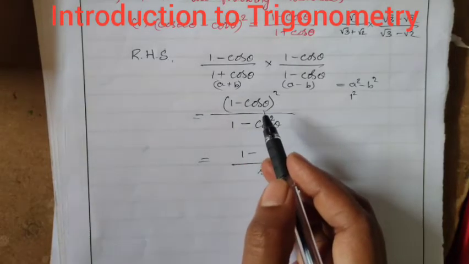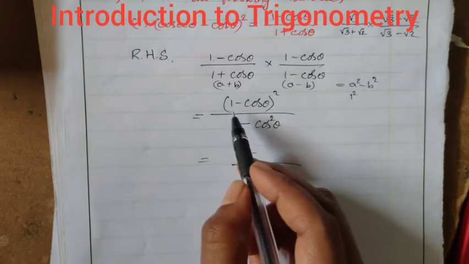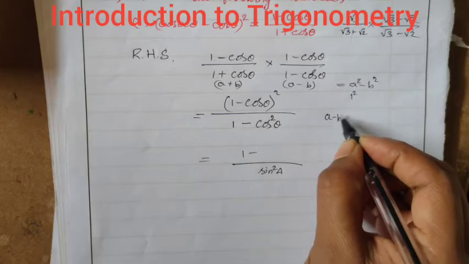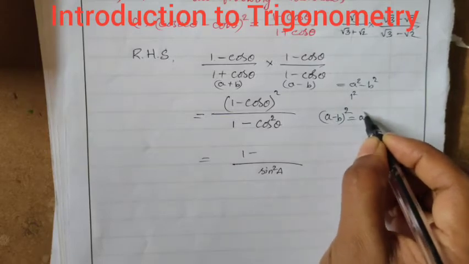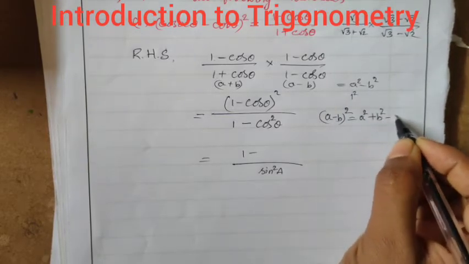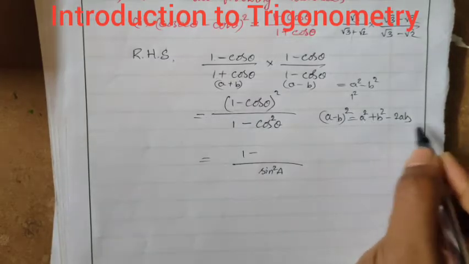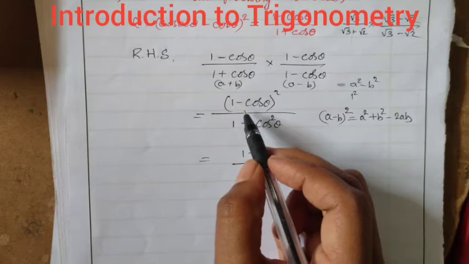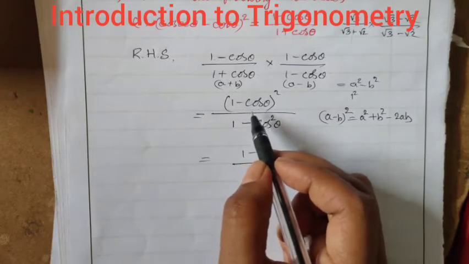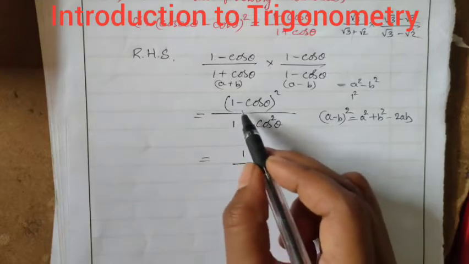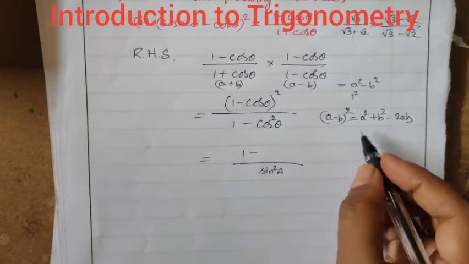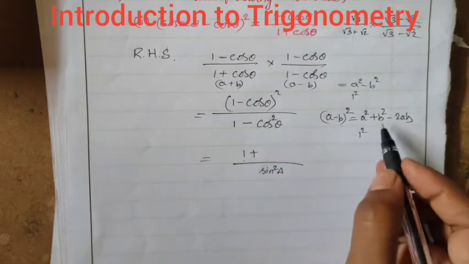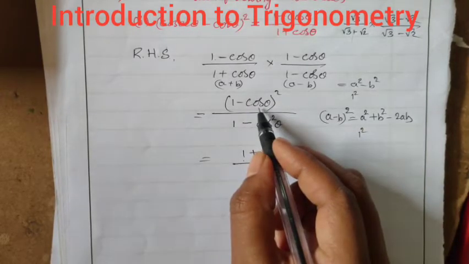You can observe the numerator. It is in the form of a minus b whole square. What is a minus b whole square? A minus b whole square equals a square plus b square minus 2ab. You can apply this identity to this trigonometric term. So what is a? A is 1. 1 square is 1. Plus b square. In place of b, what is there? Cos theta.